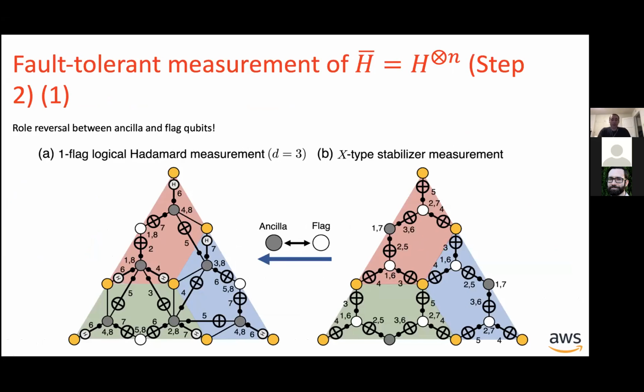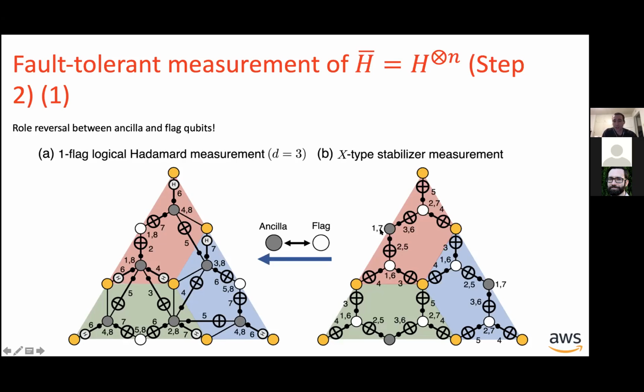So, the sequence for measuring Hadamard is a little complicated, so I'd like to start with the simplest case, which is the distance 3 color code, just to give you a flavor of what's going on. So for the figure on the right, we have the layout that we introduced before for measuring the weight 4 stabilizers of the smallest color code, the Steane code. And as I mentioned in the previous slide, when we measure the logical Hadamard operator, there's this role reversal between the ancilla and the flags.